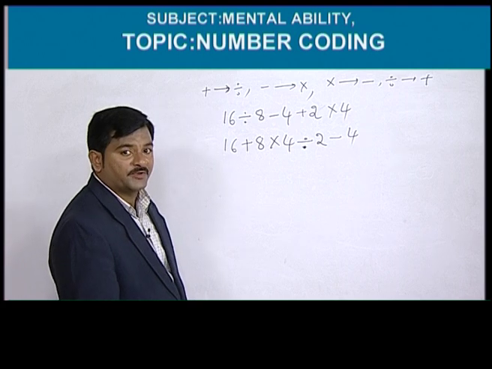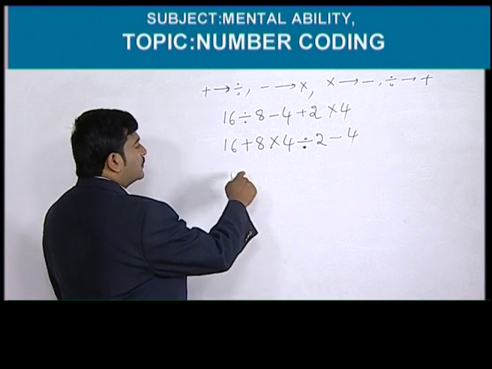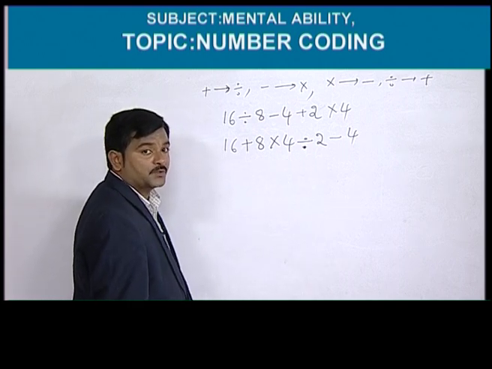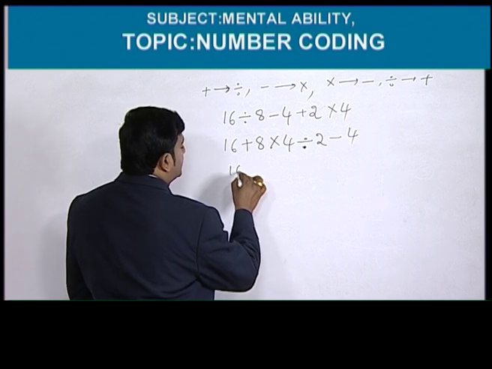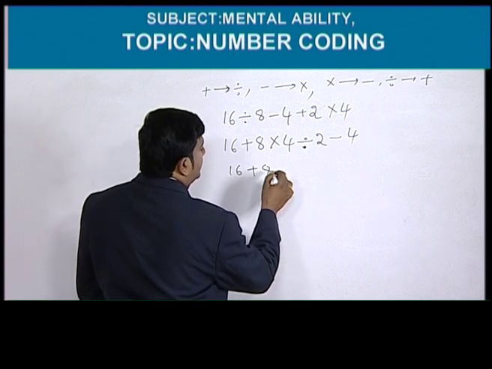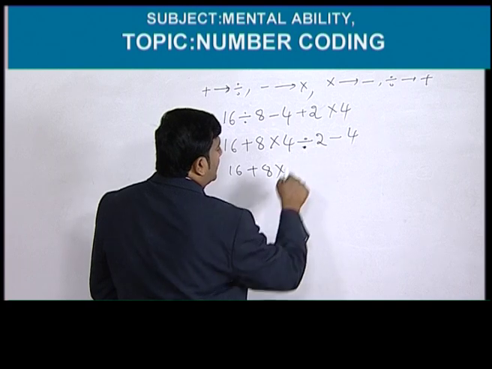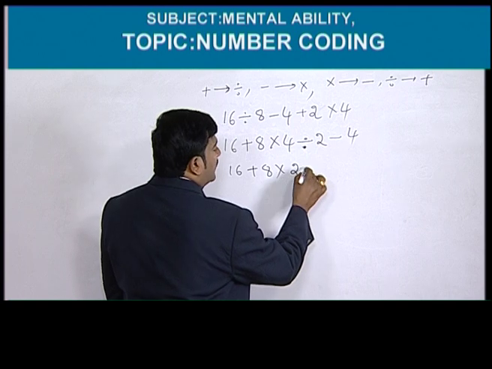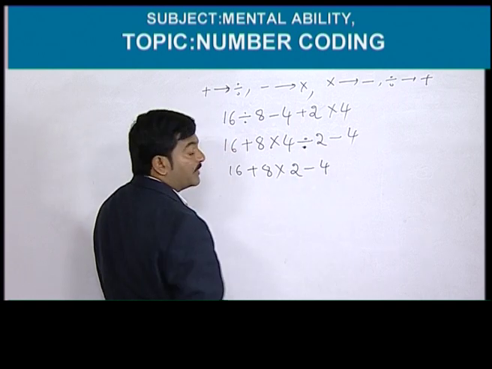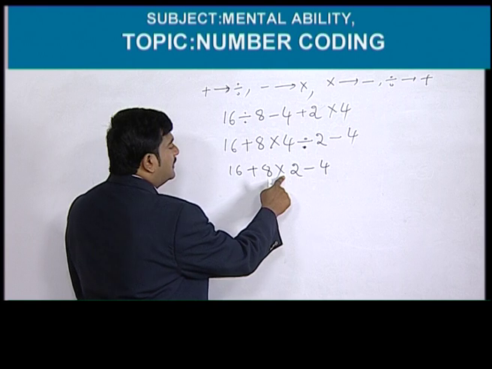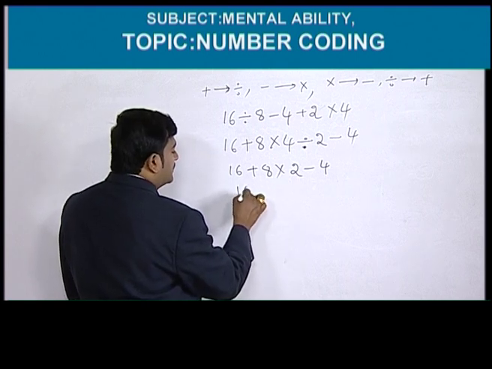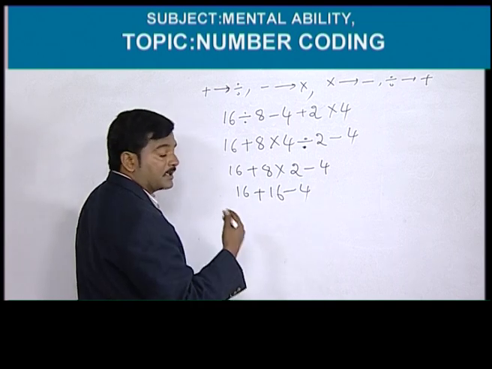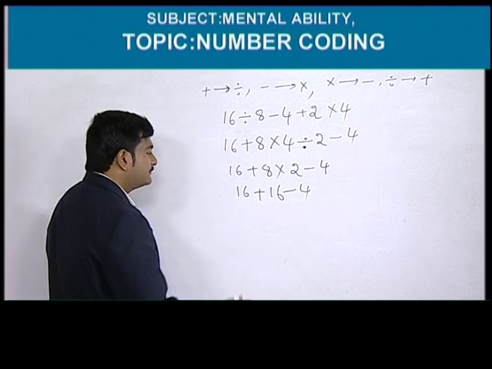So now we will simplify one by one. According to the BODMAS rule, first we have to do the division. What will you get? 16 plus 8 into 4 divided by 2. Dividing 4 by 2, how much will I get here? 2. Minus 4. Division part is finished. Next I have to do the multiplication.